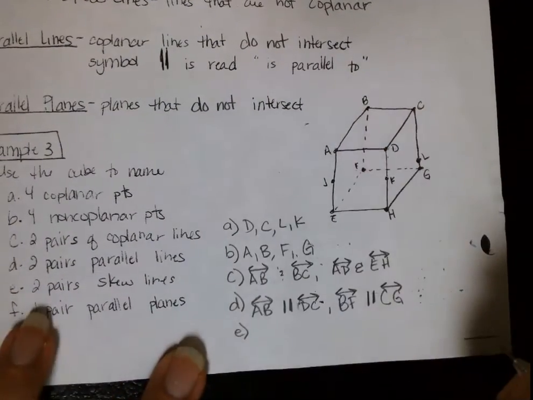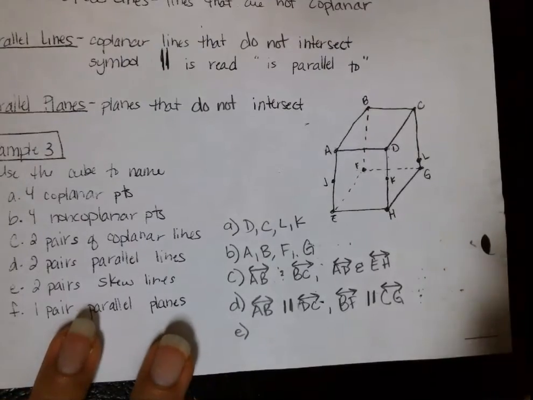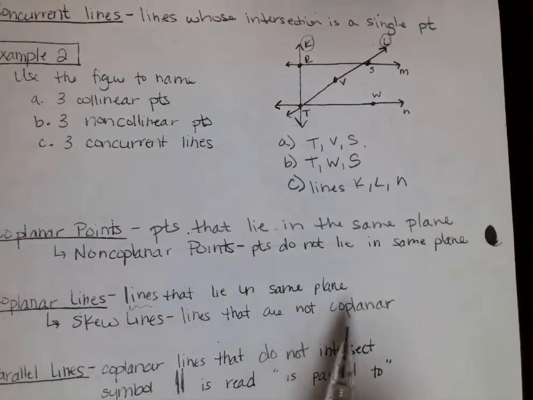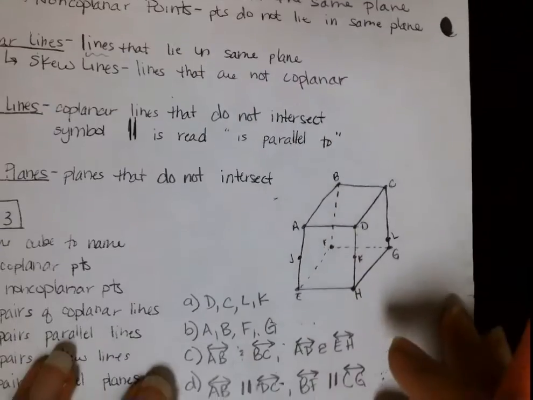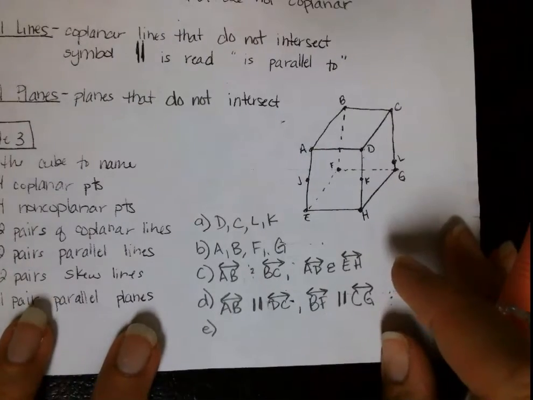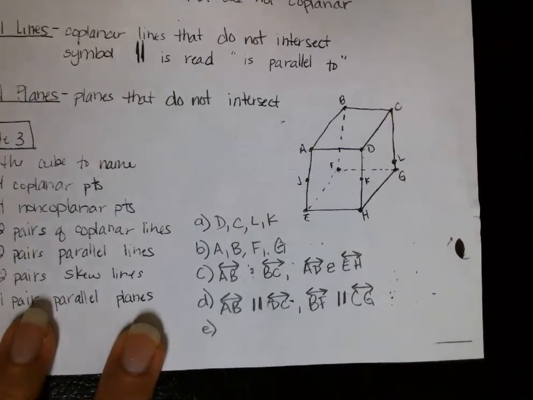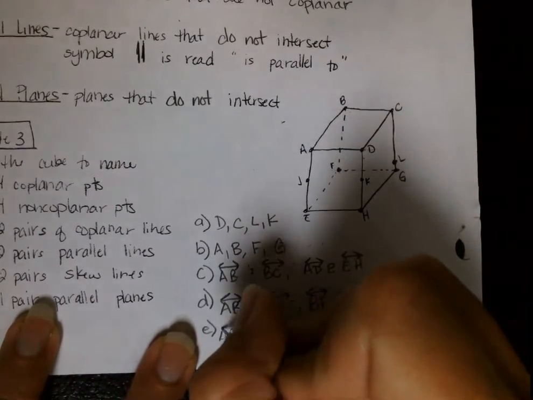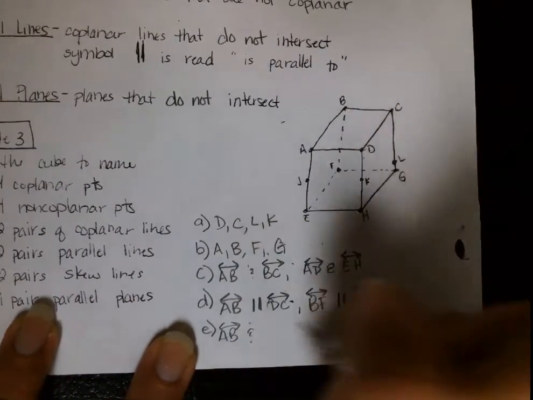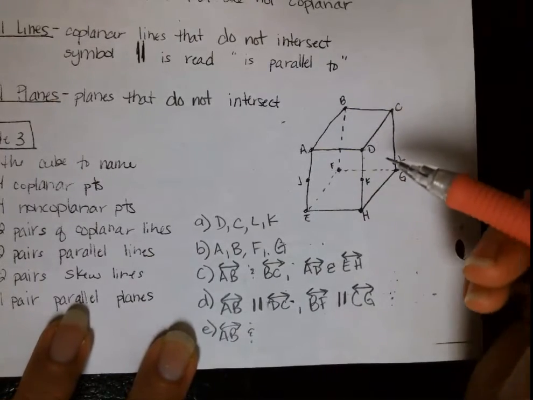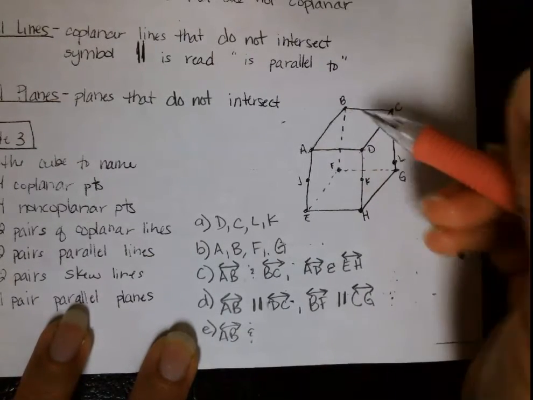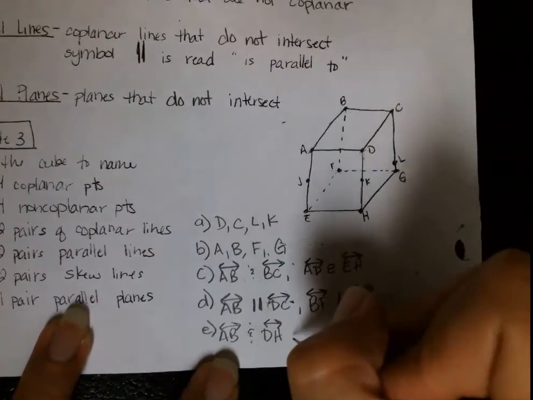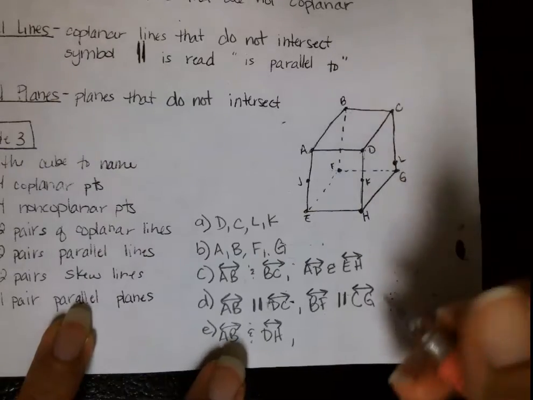E, 2 pairs of skew lines. So remember, skew, if you need to go back up, here it was. Skew lines are lines that are not coplanar. So they're going to be intersecting, usually, or at least not on the same plane. All right, so let's see. Let's go back to AB. We've been using that a little bit. AB and so AB, let's do DH because AB goes here, DH is here. Those are definitely skew lines. So they don't intersect. They're just not near each other.